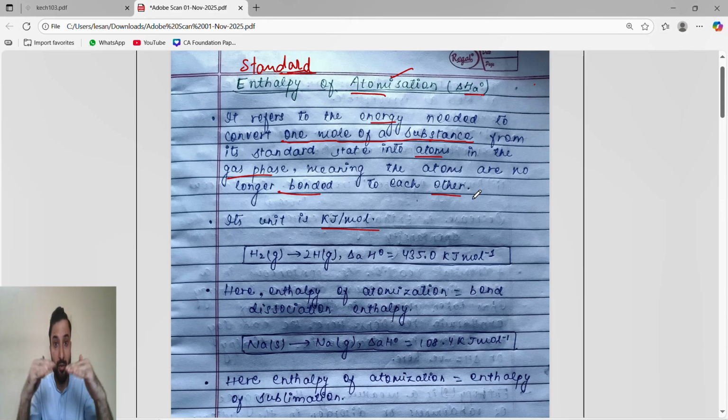So basically we are breaking the molecules into the atom form. Most students think that, oh, we are breaking the molecules into atom form, then it is bond dissociation enthalpy, the energy required to break the bond. Enthalpy of atomization depends. We will not say that enthalpy of atomization is only equal to bond dissociation energy.